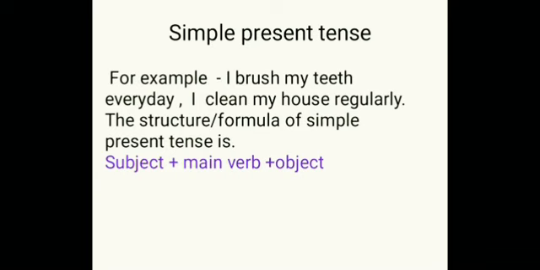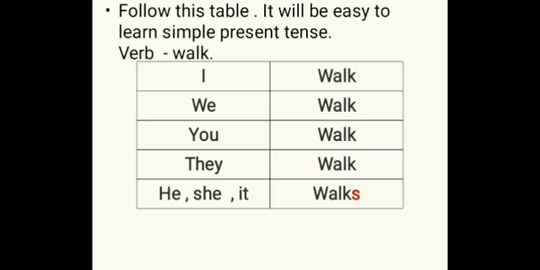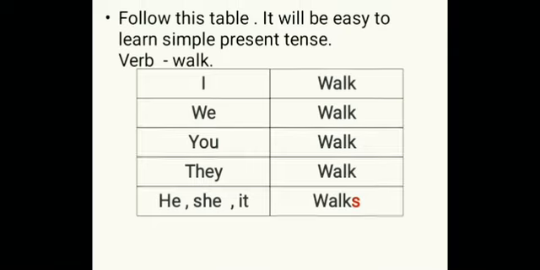The structure or formula of simple present tense is subject plus main verb plus object. Follow this table. It will be easy to learn simple present tense. Verb walk. I walk, we walk, you walk, they walk, he walks, she walks, it walks. When we use he, she, it, we add s to the verb. When we use I, we, you, they, we do not add s to the verb. So it is easy to remember that when we use he, she, it, we add s to the verb.